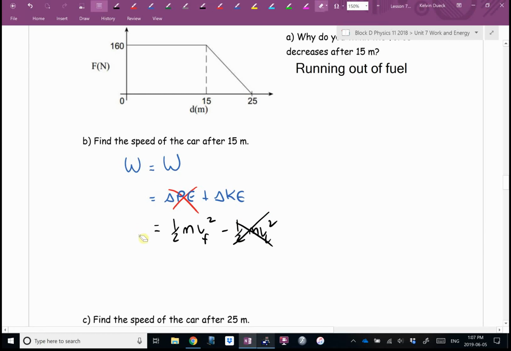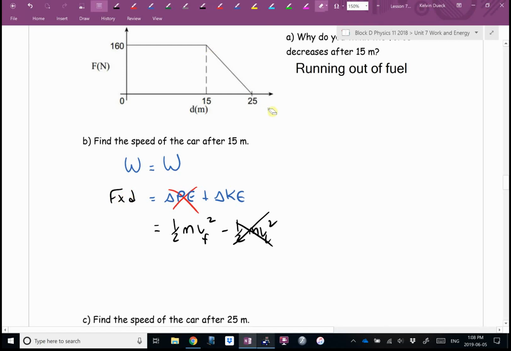If I can find something on the right-hand side, Jackson, then I'm just getting the v by itself. What's on the left-hand side? Work. Now, I can't go, don't write this down, but look up. Why can't I go force times distance?